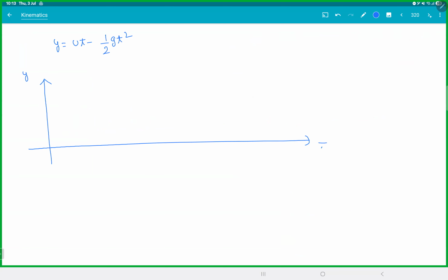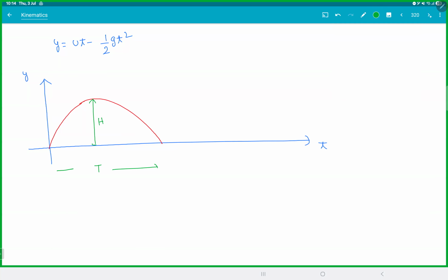So the displacement first will increase and then it comes back. So this is how the parabola looks. It's a downward parabola. And if you look at the values here, this will be your h max. This will be your time of flight.